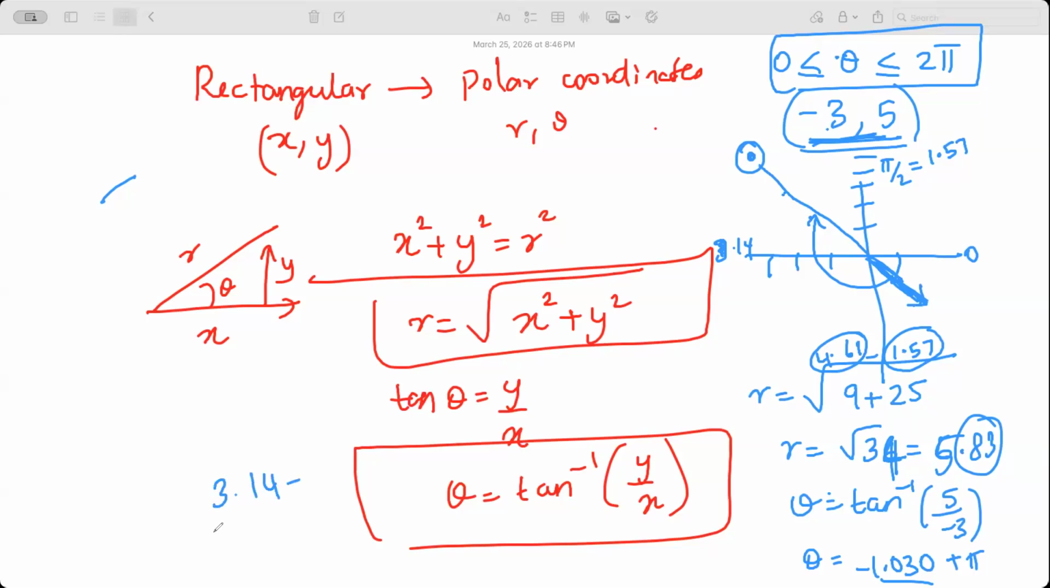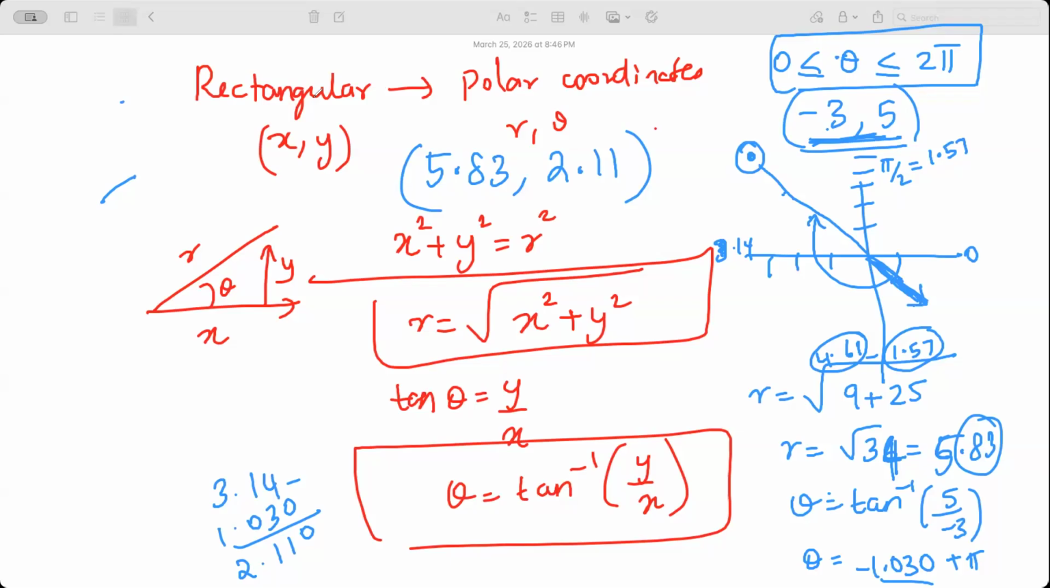3.14 minus 1.030. So 0, 1, 1. So basically it is 2.11. So basically r comma theta is 5.83. So the answer I'll write it here, guys. So the answer is 5.83 comma 2.11 radians. Make sense, guys?